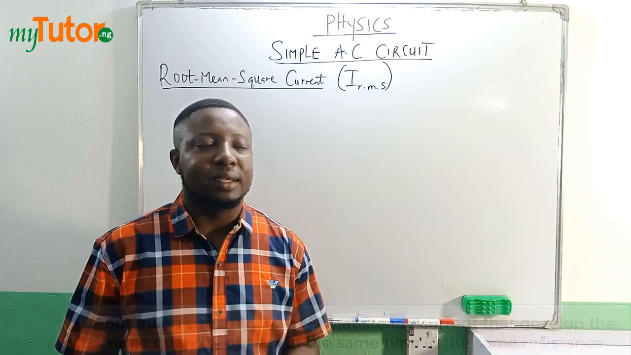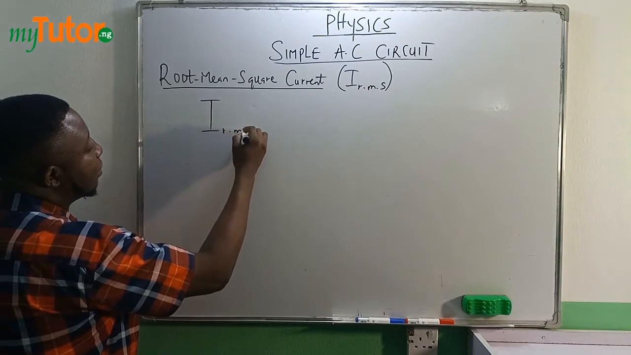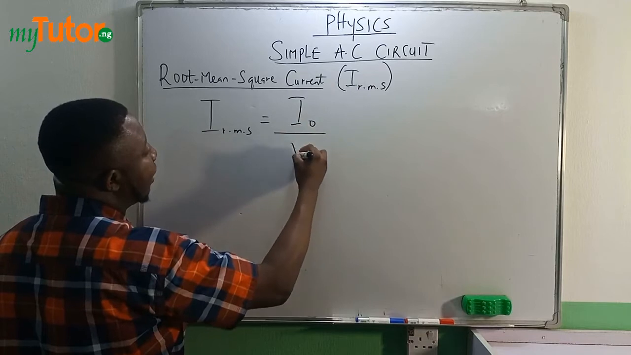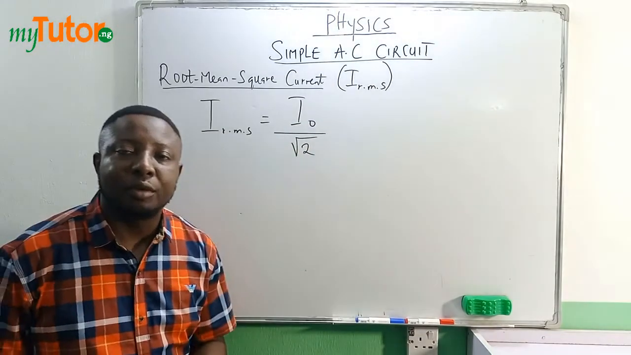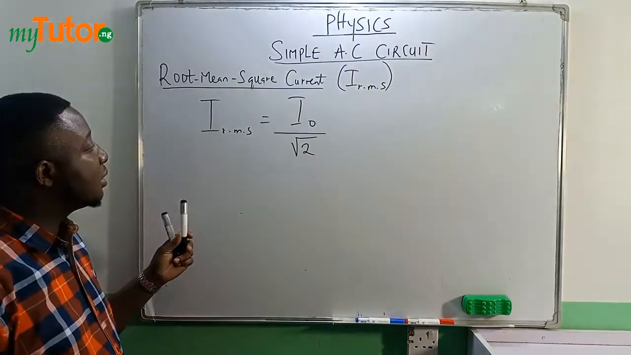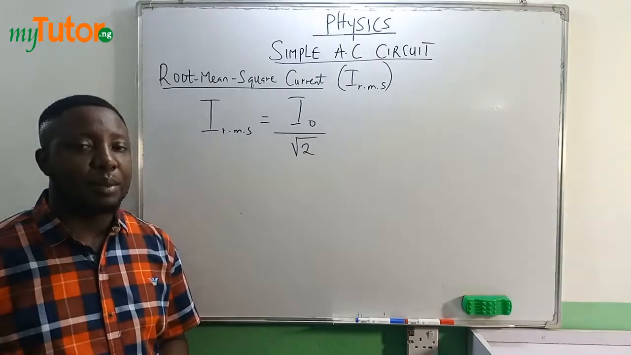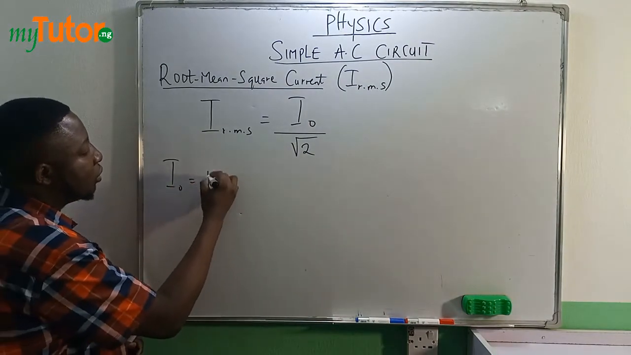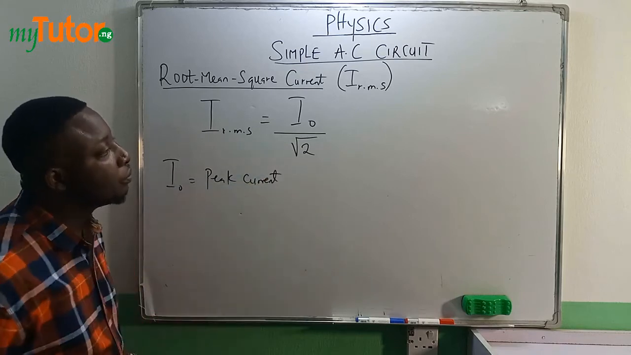So mathematically, the root mean square current, that's IRMS, is equal to the peak current divided by square root of 2. So this is the mathematical formula to calculate the root mean square current. Remember that our I naught is called the peak current or the amplitude current.